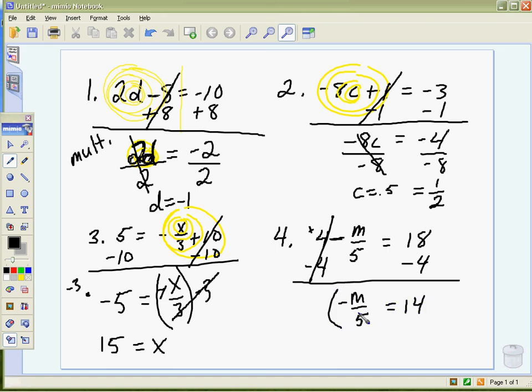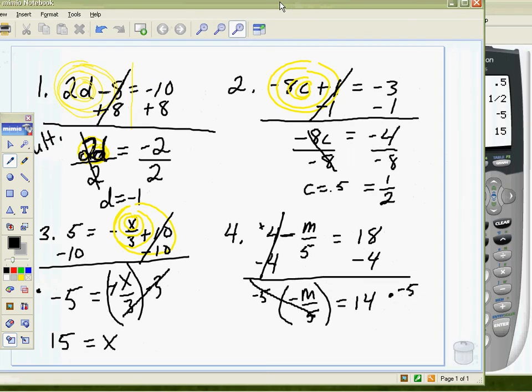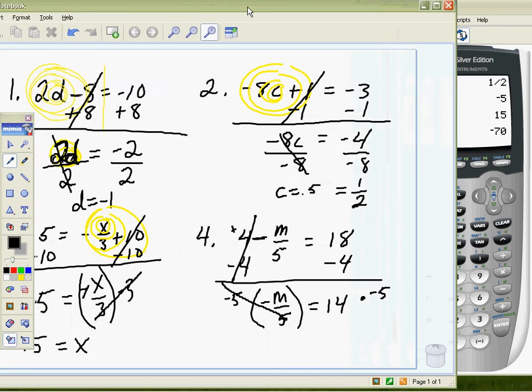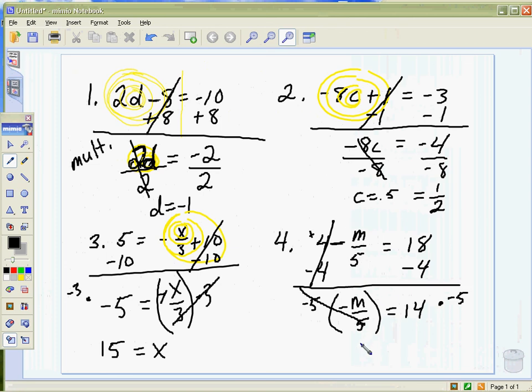Now I want to multiply by a negative 5. Because m was being divided by negative 5, I want to do the opposite of division, which is multiplication, so I'll multiply by negative 5. If I multiply the left side by negative 5, I'll multiply the right side by negative 5. And 14 times negative 5 is negative 70. So m equals negative 70.